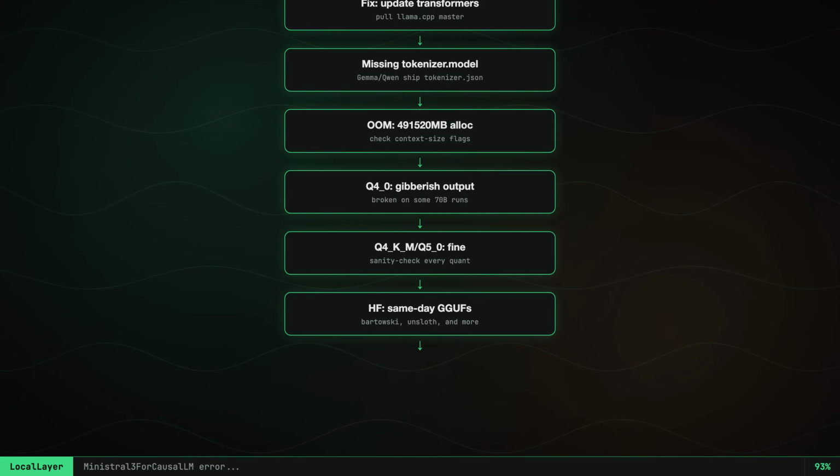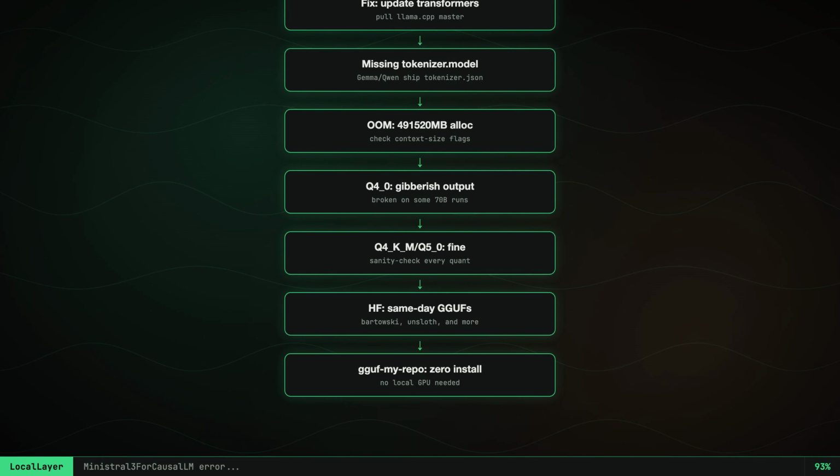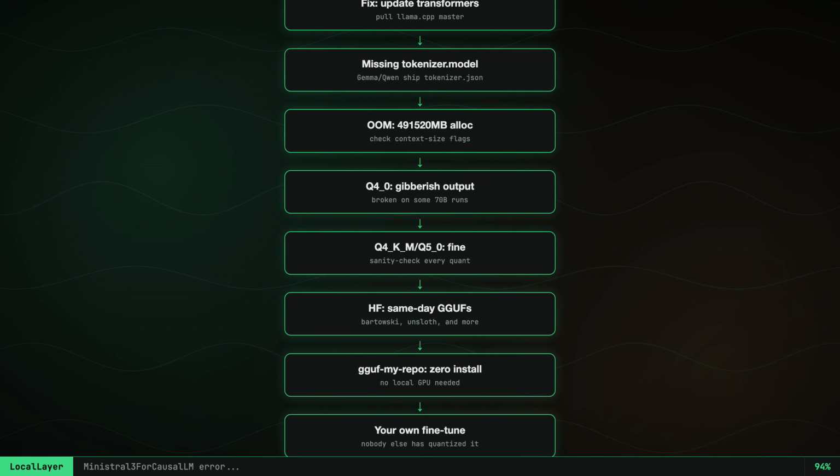Last thing, should you even quantize it yourself? Pre-quantized GGUFs for popular releases show up on Hugging Face fast, and the GGUF-my-repo space runs the whole pipeline server side, no GPU required.